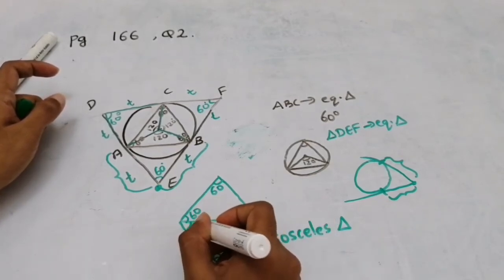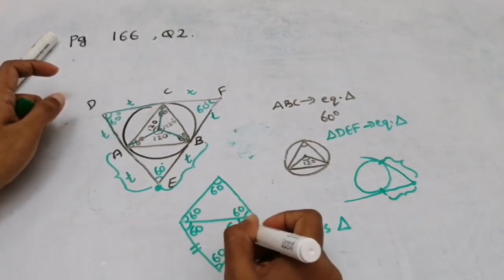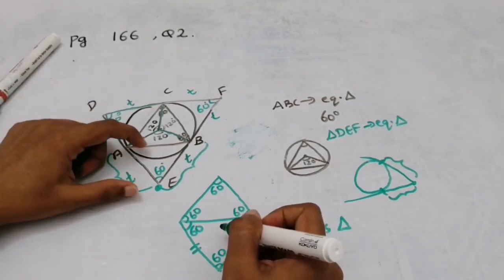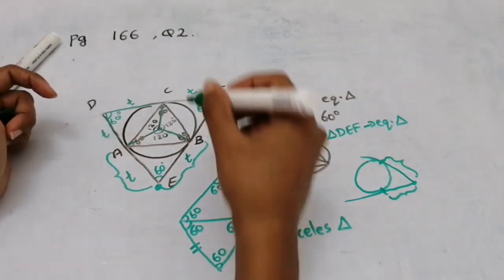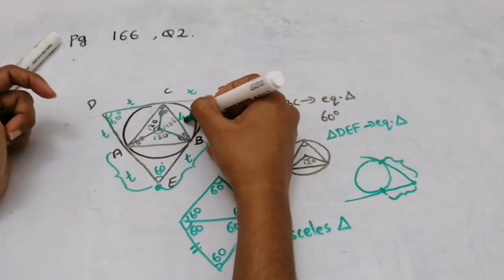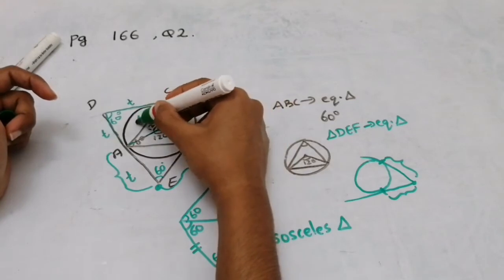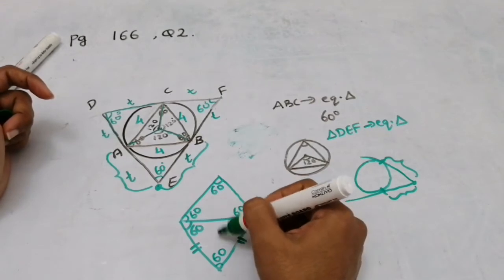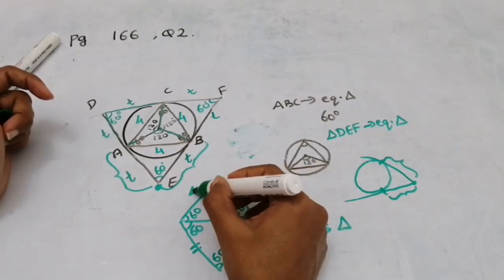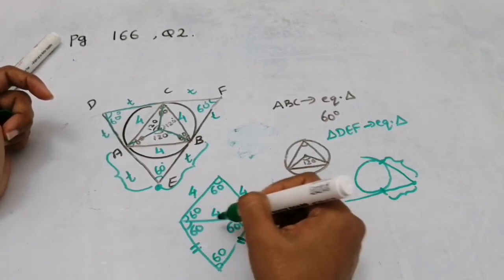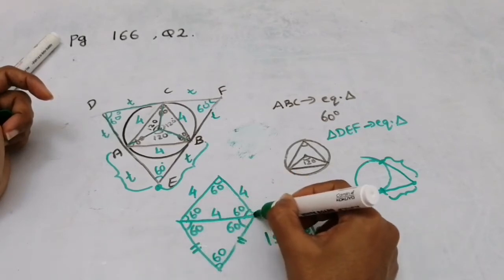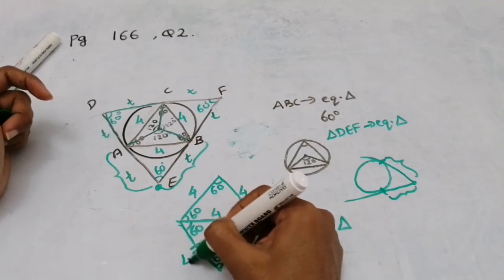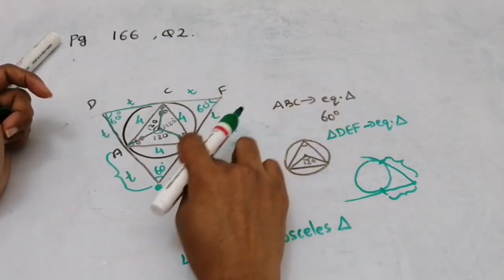They are also equal and they will be 60 and 60. Understood. So we got even the small triangles are also equilateral triangles. Next, suppose this side is 4 cm, this side is also 4, this side is also 4. So what happens to this side? See, these two sides are 4 and this side is 4. Again, if this side is 4, as it is an equilateral triangle, this side is also 4 and this side is also 4. So I'm just marking it on the figure here.